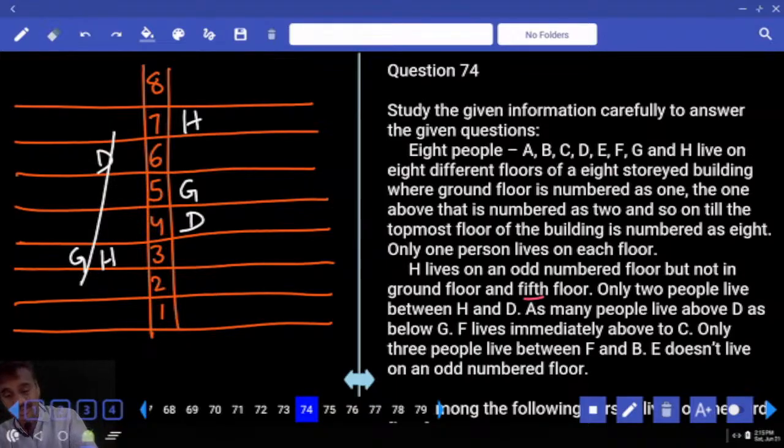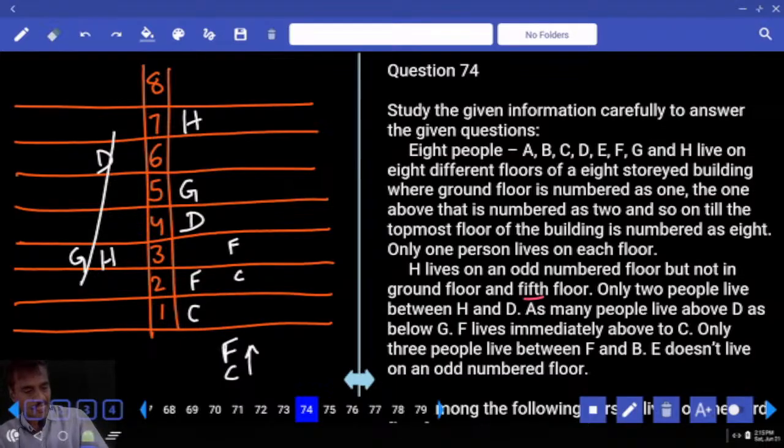Then next one, F lives immediately above C. F is immediately above C. F and C must be together. Then only 3 people between F and B. Now if F and C were like this, isn't it? Then only 3 people, possible or not possible? Possible. Or if you have F and C, then also it is possible.